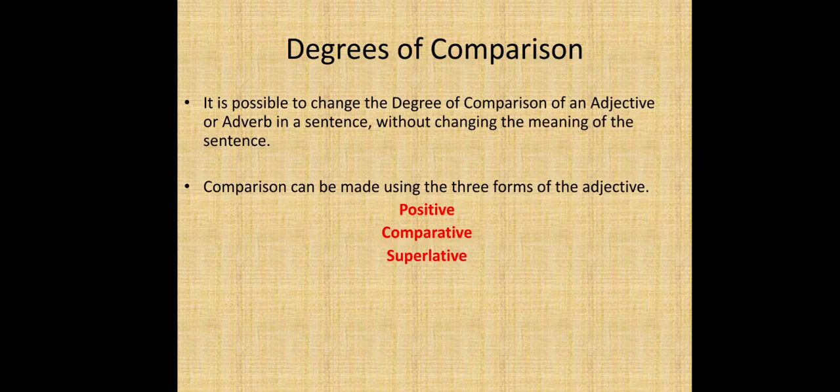So today we are going to discuss degrees of comparison, and it is possible to change the degrees of comparison of an adjective or adverb in a sentence without changing the meaning of the sentence. Comparisons can be made using three forms of an adjective. First one is positive, second one comparative, third one superlative.